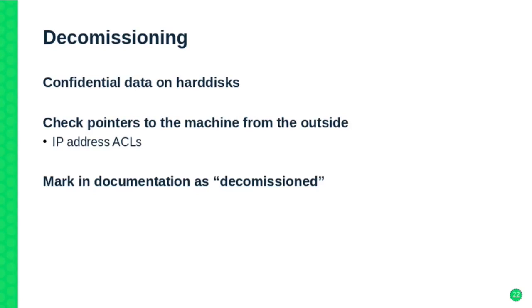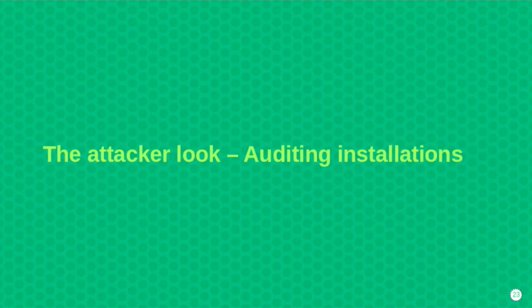And of course, if you have references from the outside to this machine, like firewall ACLs that contain this IP address, DHCP entries, or so on, they also should be decommissioned. That should also be in some form of decommissioning plan. So that's it.